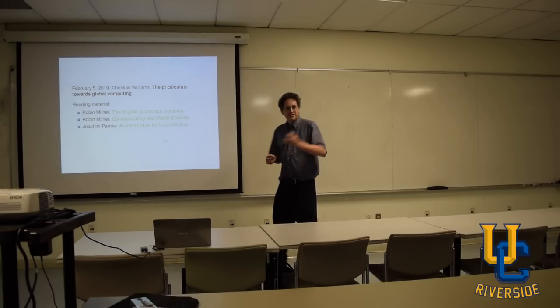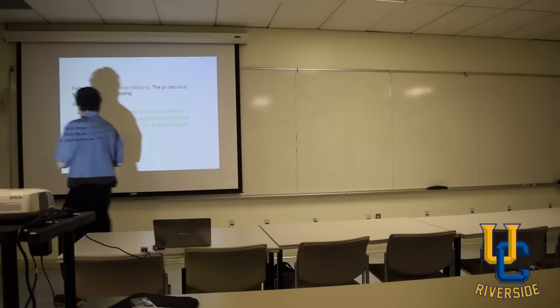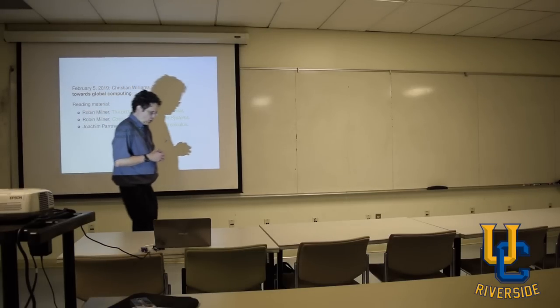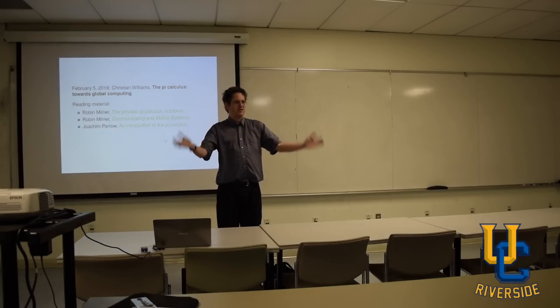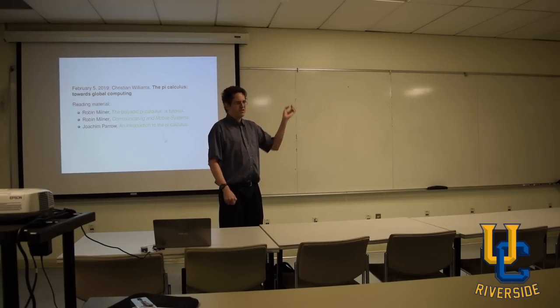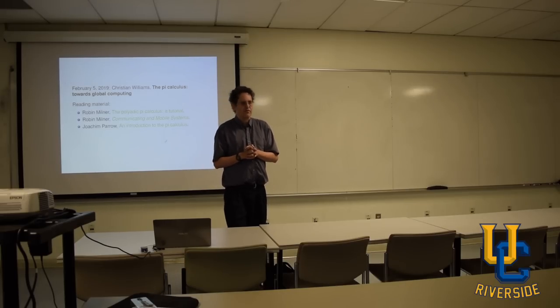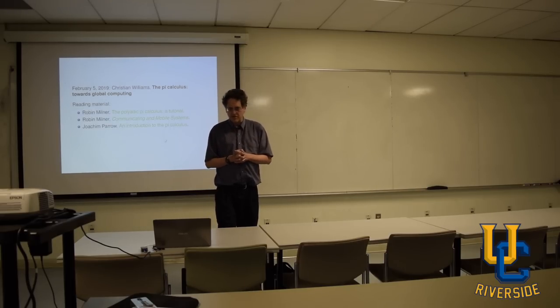Next, Christian, ta-da, will talk about the pi calculus towards global computing. So Robin Milner invented this framework called the pi calculus to try to formalize distributed concurrent computation. In the old days of Turing and von Neumann, a computer was a little box that would calculate. You put in some question, crunch, out pops the answer. And there's a whole bunch of mathematics modeled on that, trying to mathematically describe that kind of computer.